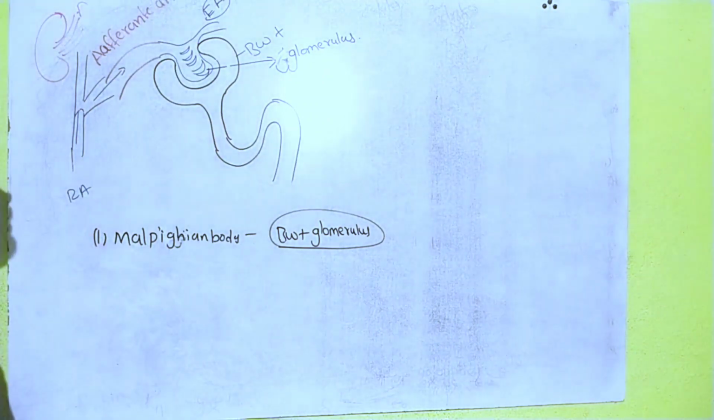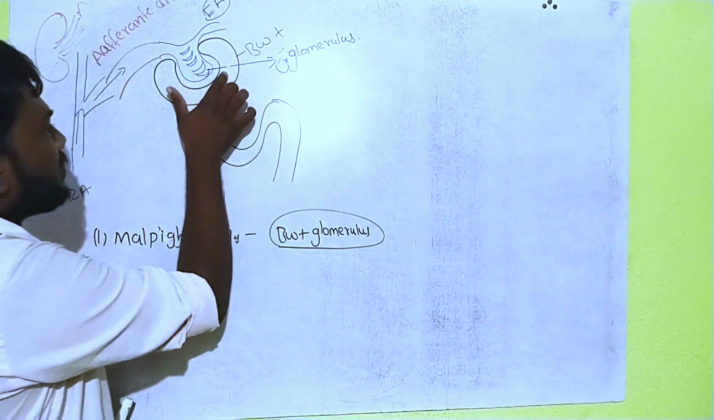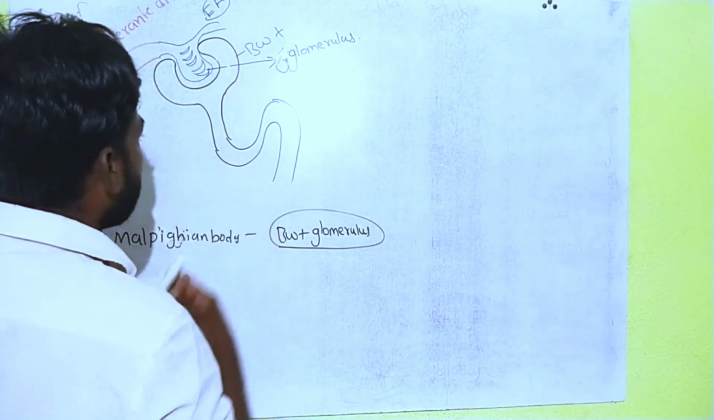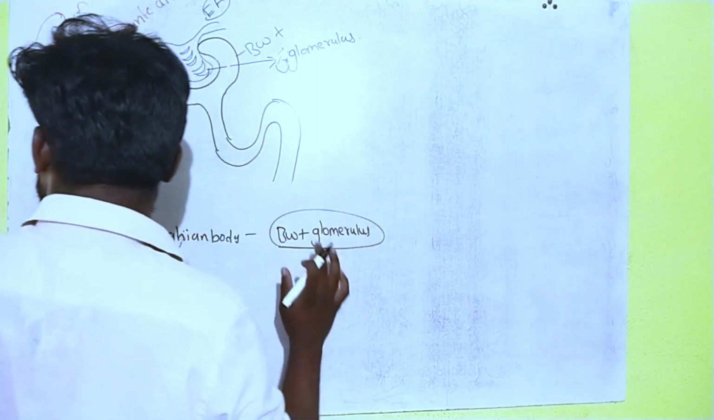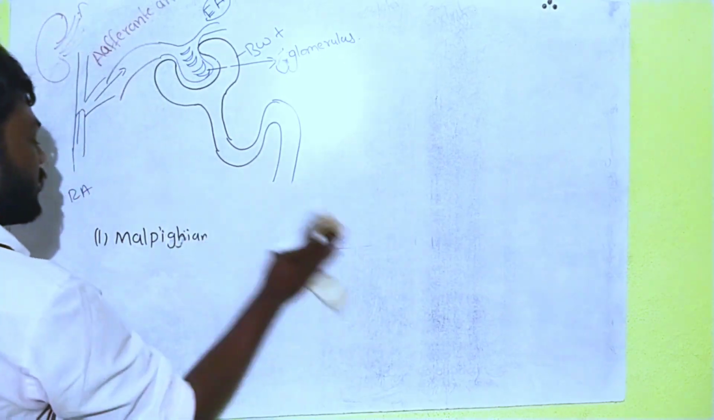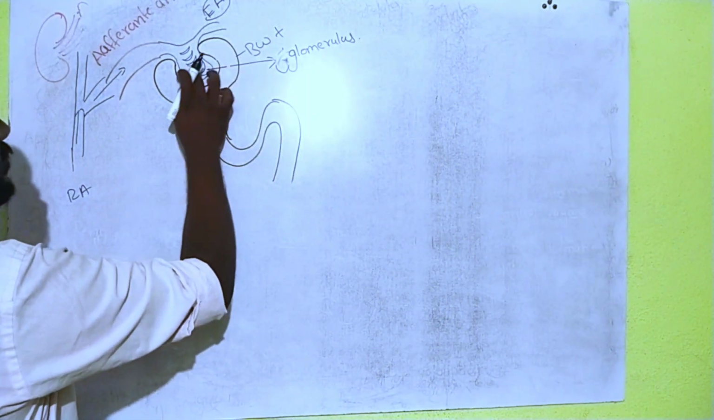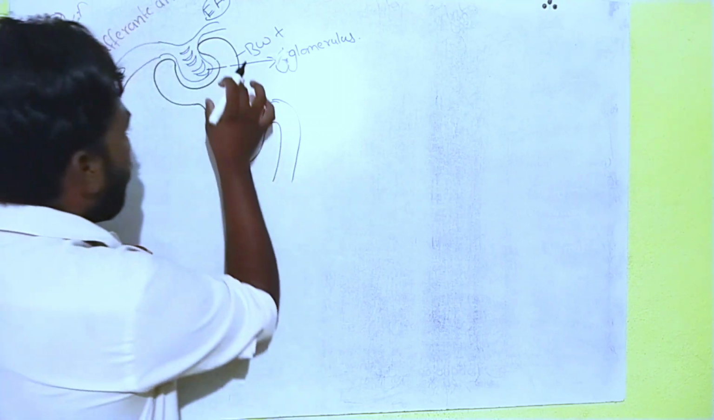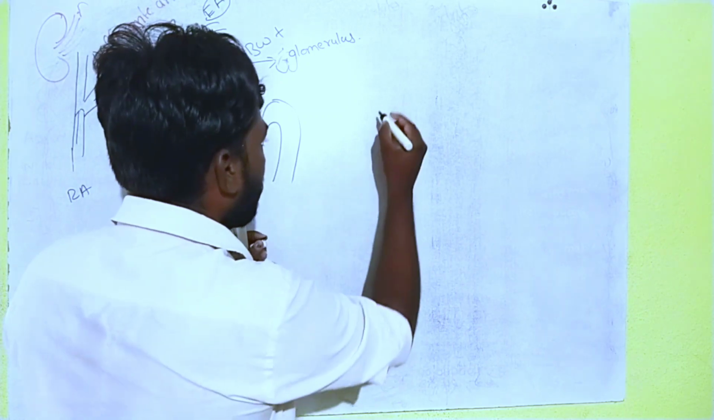Here the filtration takes place, in the glomerulus. Now we are going to explain the Bowman's capsule and glomerulus in detail. Right, let us see. The Bowman's capsule structure is like this. I will draw this again. Malpighian body, I hope all of you understand. Bowman's capsule plus glomerulus we call a Malpighian body. Now I will make a diagram of the Bowman's capsule.